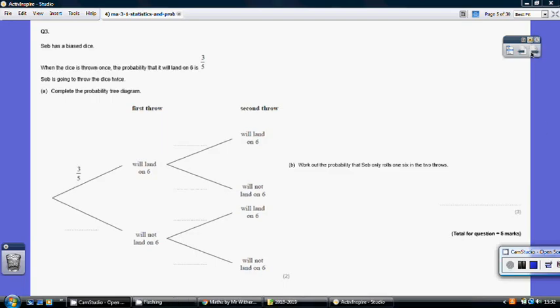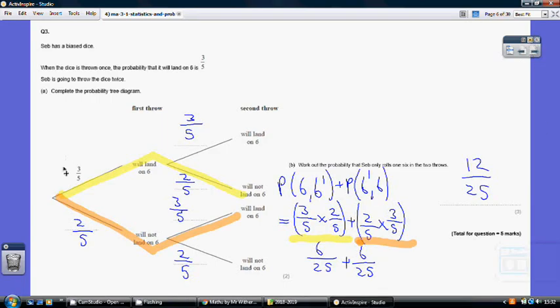Question 3. So 3/5 is the chance it will land on a 6, and not landing on a 6 must be 2/5, because these must add up to a whole. And then a repeat of these probabilities the second time around. The second throw has got the same chances as the first throw. So 3/5, 2/5, 3/5, 2/5.